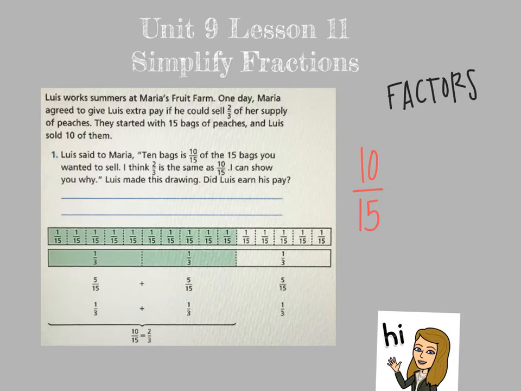Today we've got a big lesson ahead of us. We are going to be learning how to simplify fractions. Now, what that means is we are going to be breaking down fractions into the lowest terms. I'll show you what I mean.